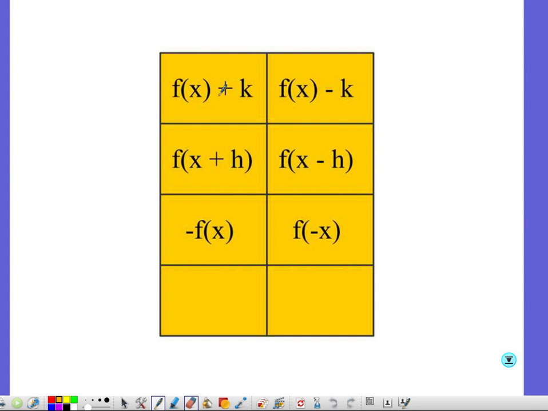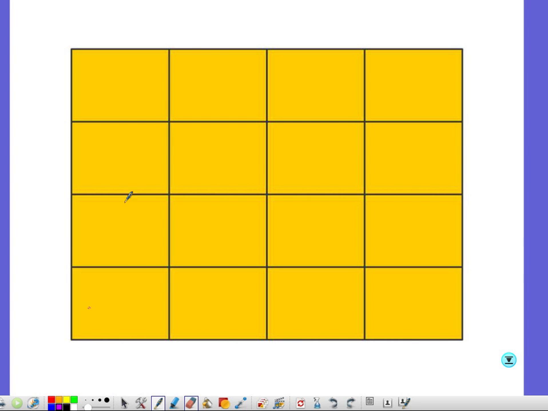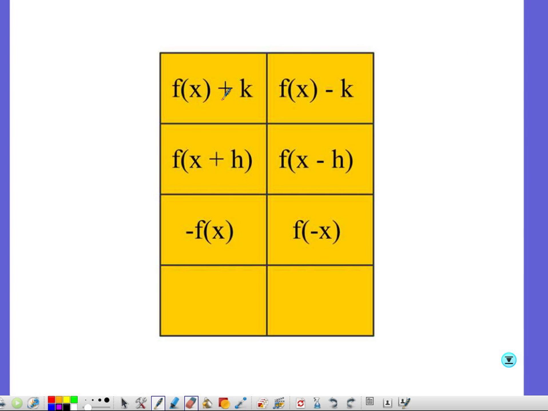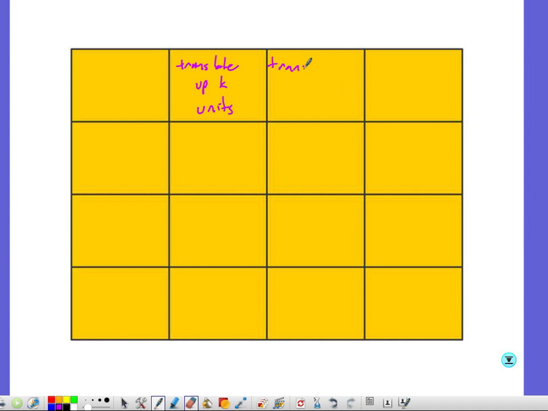When you open up the flap under this, f of x plus k, what I had you do is write translated up k units. So this falls directly under f of x plus k, and on the other one I had you write translated down k units. Now this is on the inside, so this is when you close it up, and this is when you open it up. Now on the side here I had you write those 2 examples that we went over. So here's x squared plus 5, and the other one that we use as an example is square root of x plus 5. Here we had x squared minus 5, and here we have the square root of x minus 5.